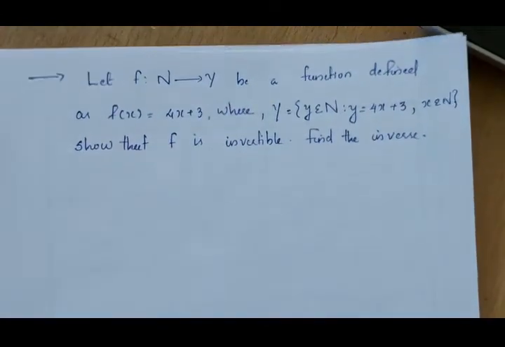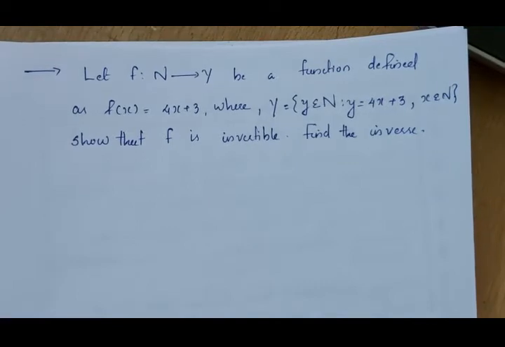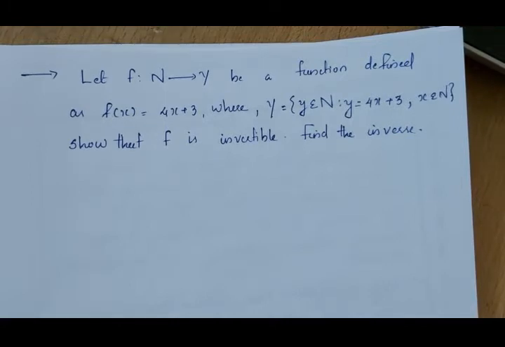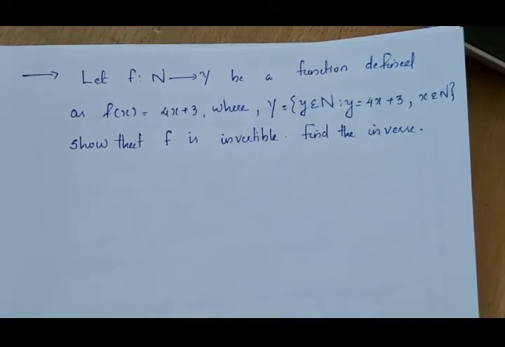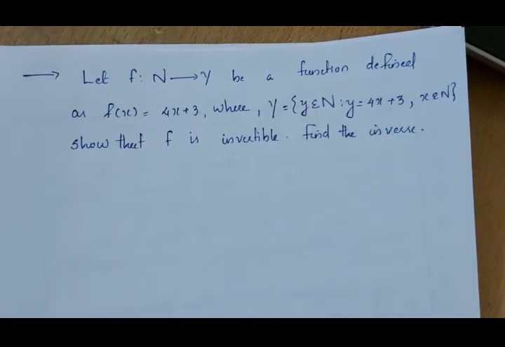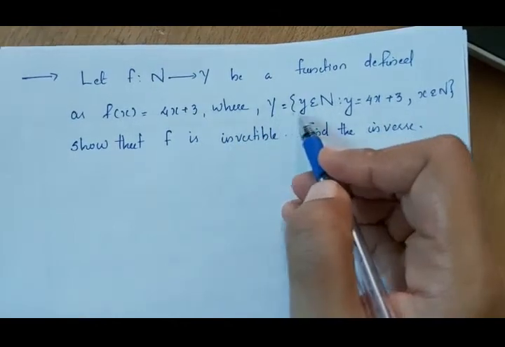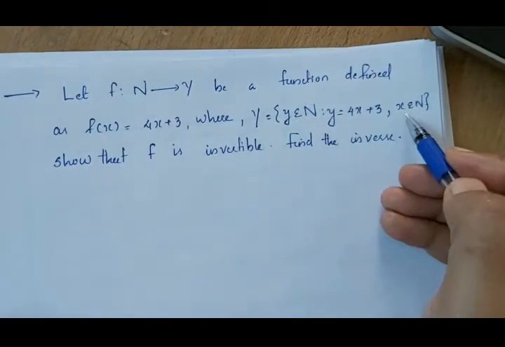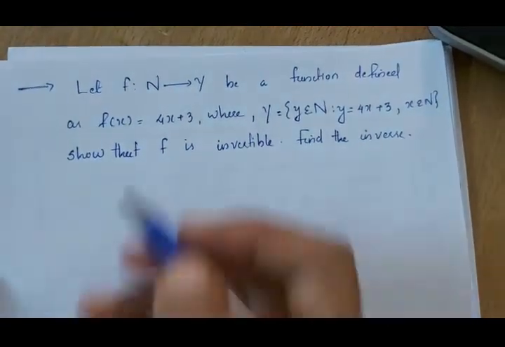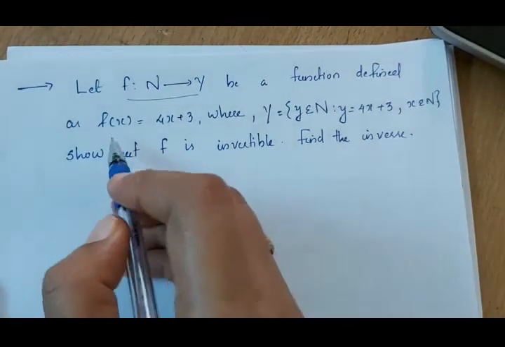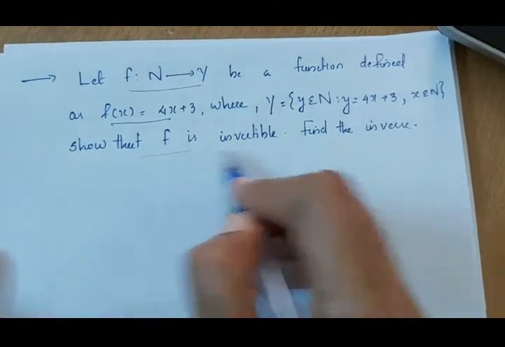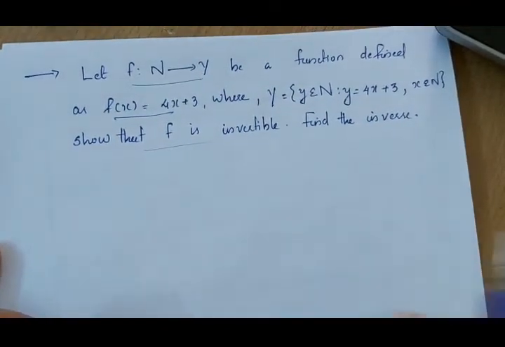Consider a function defined from a set N to Y, f of x is equal to 4x plus 3. Y is defined as 4x plus 3, x element of N. Show that f is invertible. Okay, let's go to the solution.